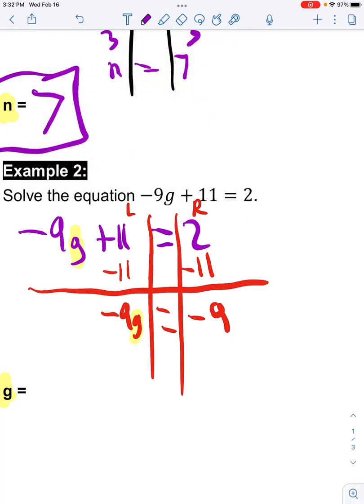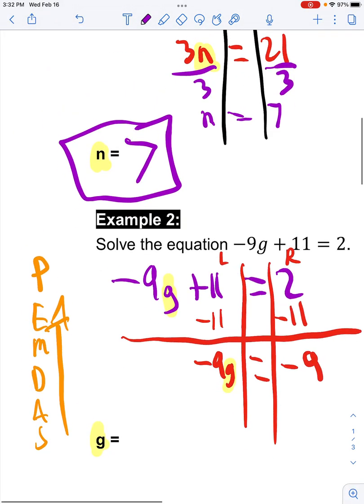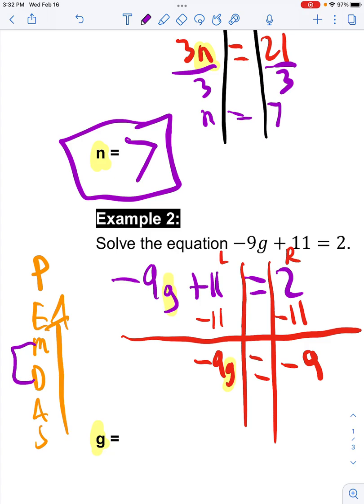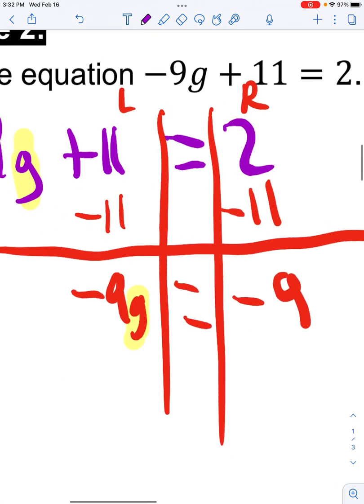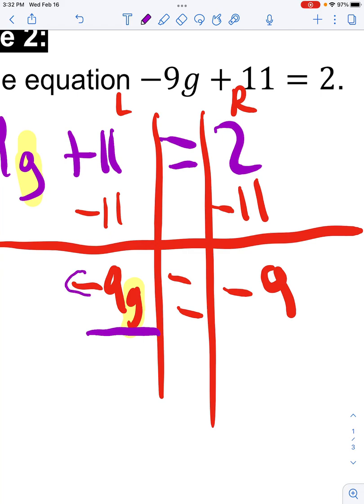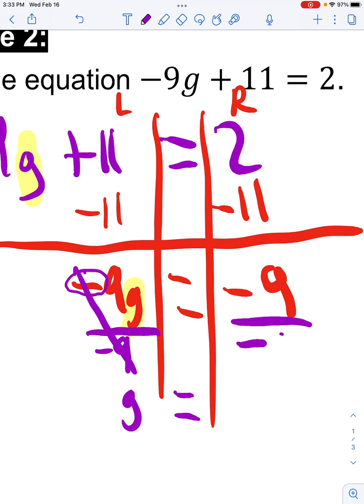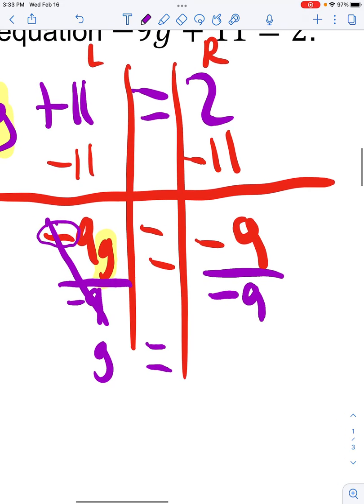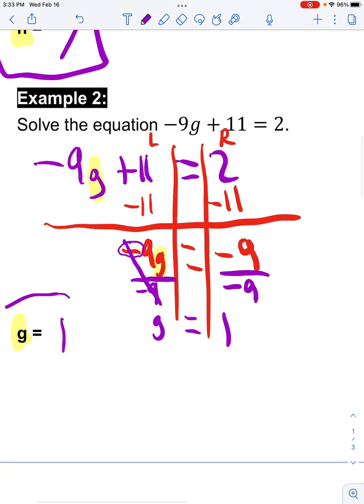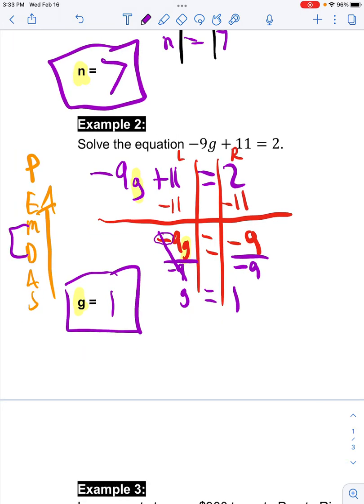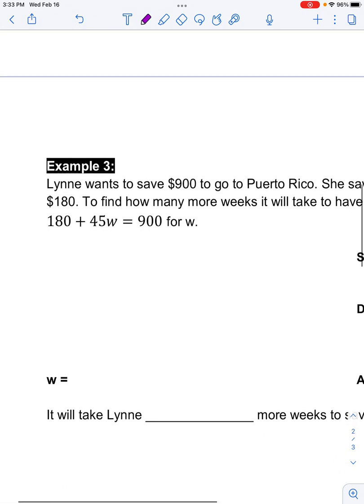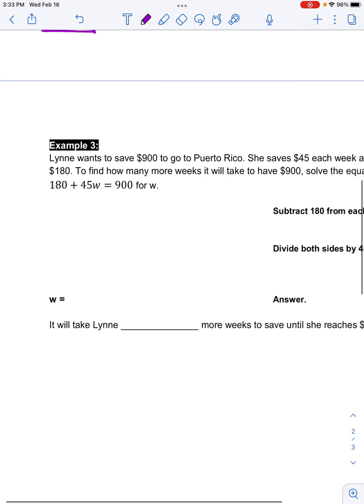And now, again, my goal is to get g by itself. This says negative 9 multiplied by g. So again, the opposite of multiplying is dividing. So I'm going to divide, and this time I need to divide by a negative 9. A negative divided by a negative creates a positive. So it cancels out. Anything I do on the left, I need to do on the right. Negative 9 divided by negative 9 is positive 1. So g equals 1.